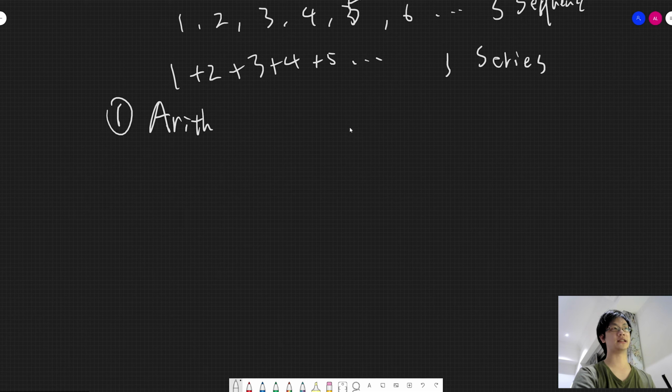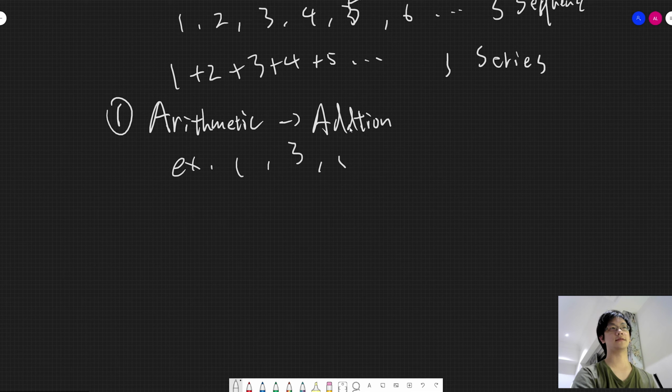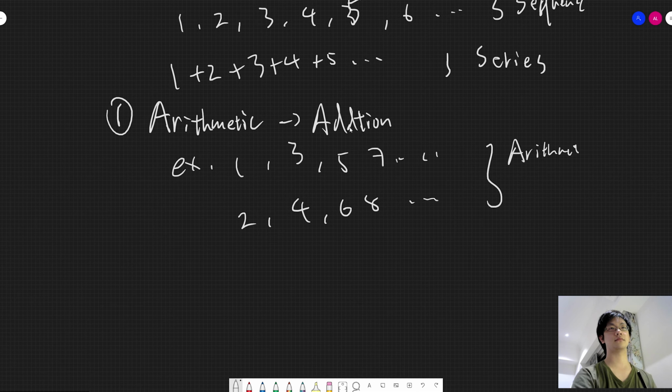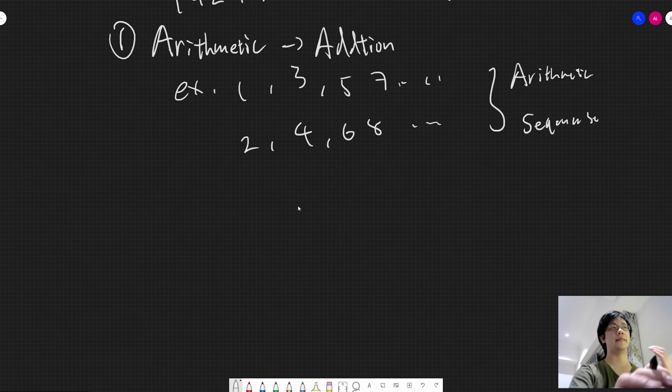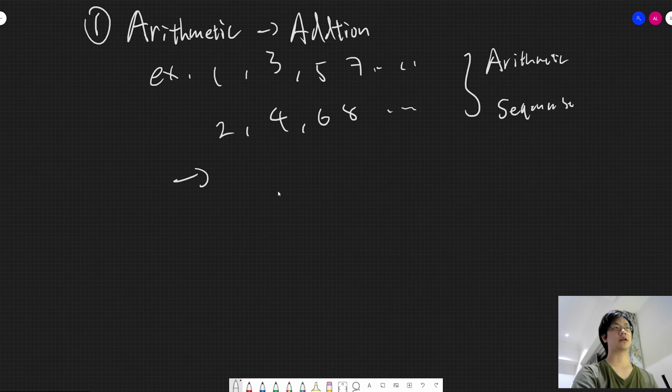It is called arithmetic. Arithmetic really refers to addition. So what's an example? For example, 1, 3, 5, 7, and 2, 4, 6, 8. These are all arithmetic sequences. What makes them arithmetic sequences? They have a common difference. This is very important. They have a common difference between each term.